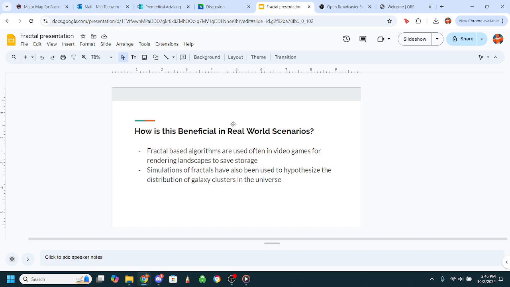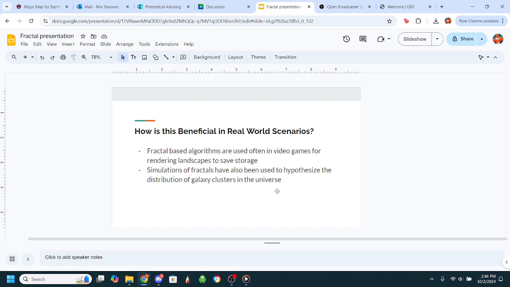So how is this beneficial in real-world scenarios? Fractal-based algorithms are often used in video games for rendering landscapes to save storage. If anyone knows how certain games are, a lot of those open world games are very storage consumption based, because they generally have a planned out landscape that they use to make the game, and that takes up a lot of the storage of the game because of the assets. So we can use fractal-based algorithms to minimize that amount. And we can also use fractals to hypothesize the distribution of galaxy clusters in the universe.